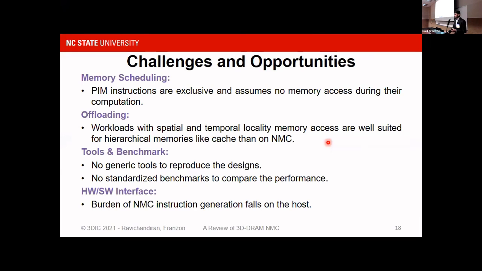And some of these NMC or PIM instructions have to be generated from the host end, and that has to be mitigated by having a smart system which can decide what kind of instruction needs to be used. Some of this is being addressed in prior works at NC State, where some of the SIMD operations have been streamlined within the core in order to get better speed and other benefits.